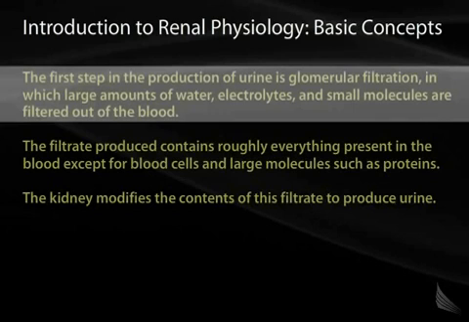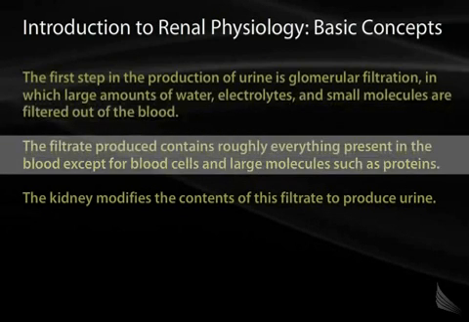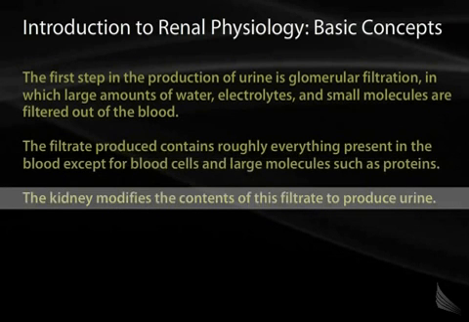The first step in the production of urine is glomerular filtration, in which large amounts of water, electrolytes, and small molecules are filtered out of the blood. The filtrate produced contains roughly everything present in the blood except for blood cells and large molecules such as proteins. The kidney modifies the contents of the filtrate to produce urine.